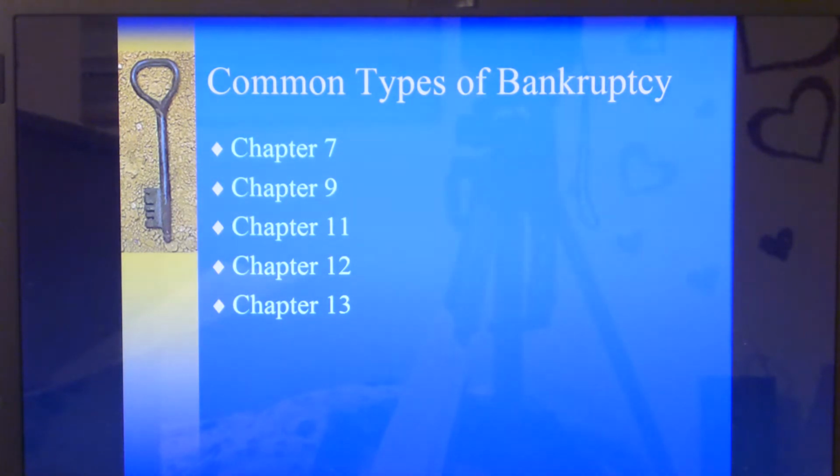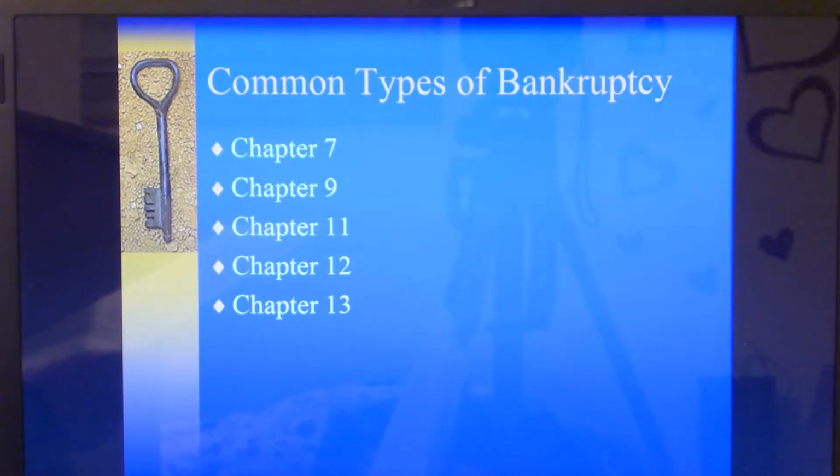A Chapter 9 bankruptcy provides for the reorganization of municipalities, which would include cities and towns, villages, counties, taxing districts, municipal utilities, and school districts. The real purpose behind a Chapter 9 is to provide a financially distressed municipality protection from its creditors while it develops and negotiates a plan for adjusting its debts.